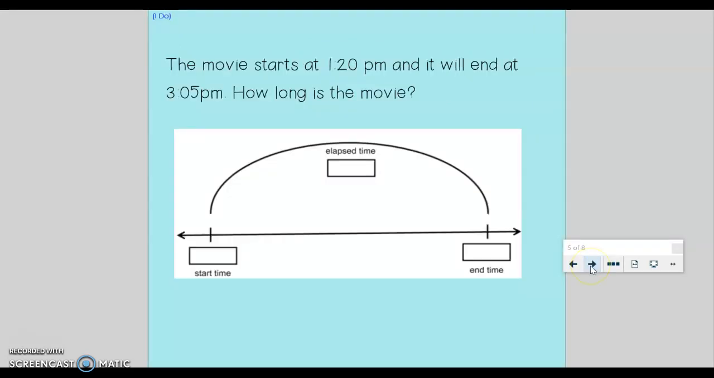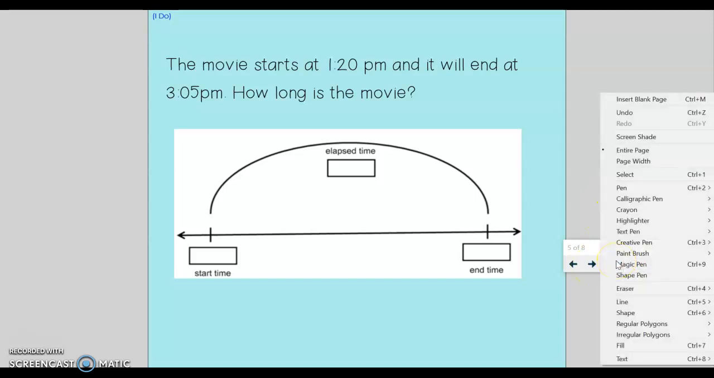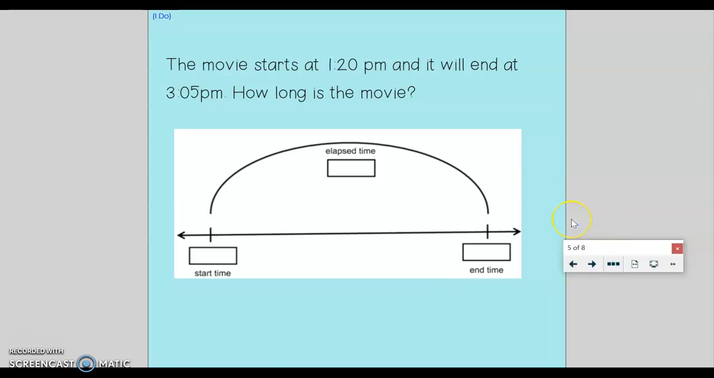All right, let's jump right in. Here is the I do. The movie starts at 1:20 p.m. and it will end at 3:05 p.m. So how long is the movie? Well, we talked about this in our previous lesson on how there are key words or numbers that can help us identify what to label on our graphic organizer. So if we look here, we see it says 1:20 p.m. When we see that p.m. or that a.m., we know that we can mark those on the start or end time sections.